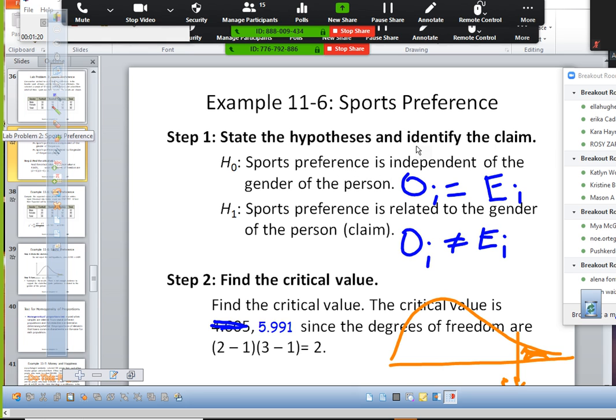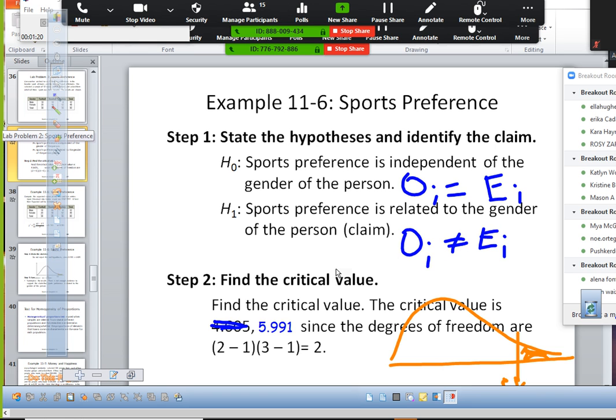And here it is. The issue is that they are the same. It's independent of whether you're male or female. It doesn't matter. They're the same. And then H1 would be they're not the same. It depends upon whether you're male or female. It's dependent. So that would be for the homework. Again, for the exam, you can just put O sub I equals E sub I, and O sub I is not equal to E sub I. That's fine.